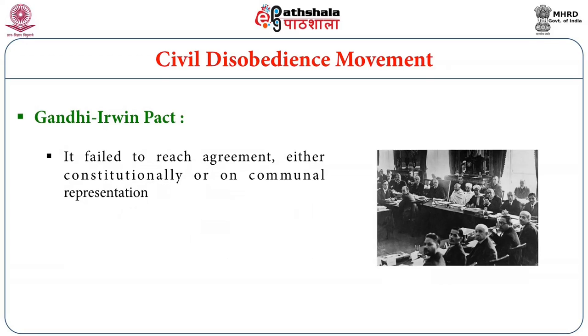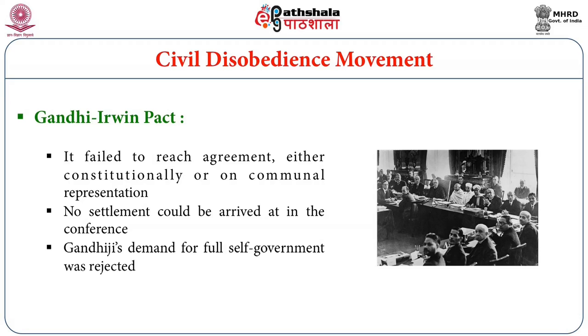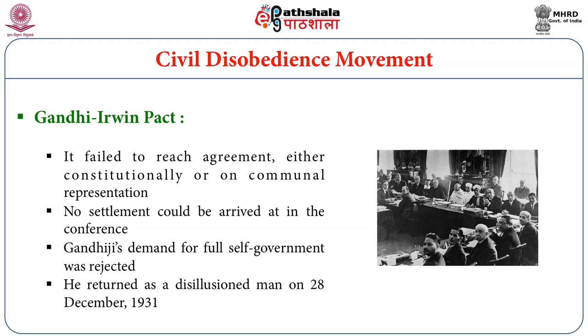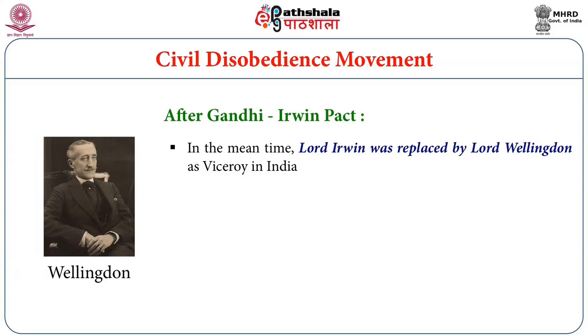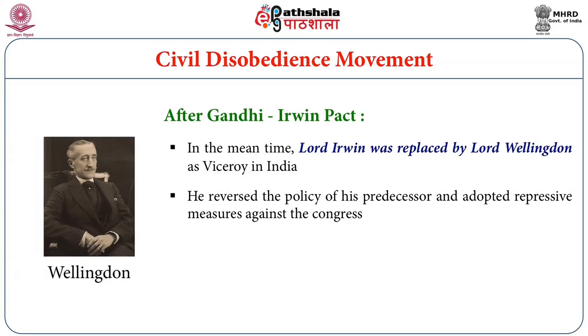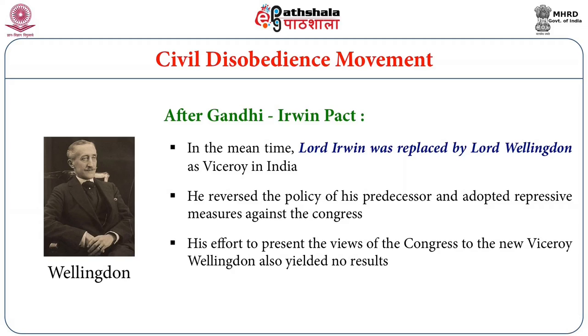Here also it failed to reach an agreement either constitutionally or on communal representation. No settlement could be arrived at in the conference. It is known that Gandhi's demand for full self-government was rejected by the second round table conference. Then Gandhi returned as a disillusioned man on 28th December 1931. In the meantime, Lord Irwin was replaced by Lord Wellington as Viceroy in India. He reversed the policy of his predecessor and adopted several measures against the Congress. His effort to present the views of the Congress to the new Viceroy Wellington also yielded no results.